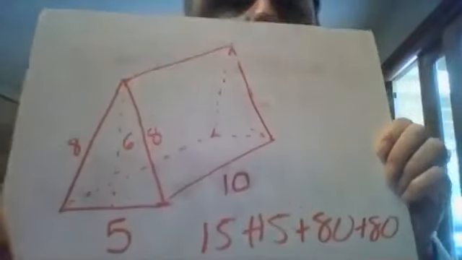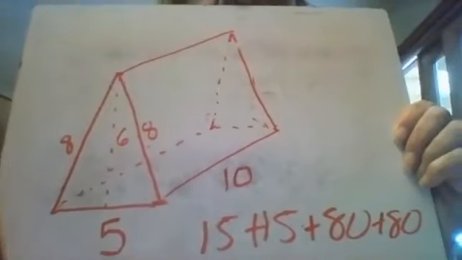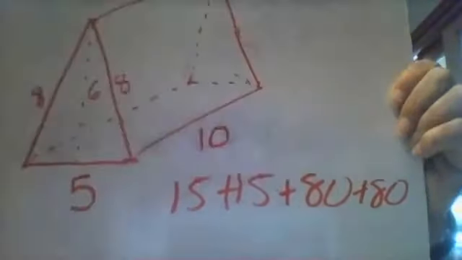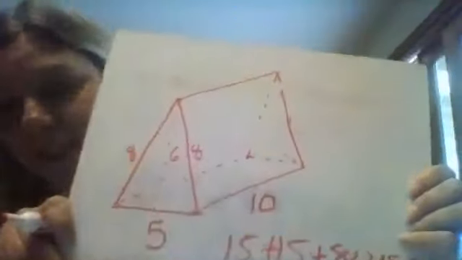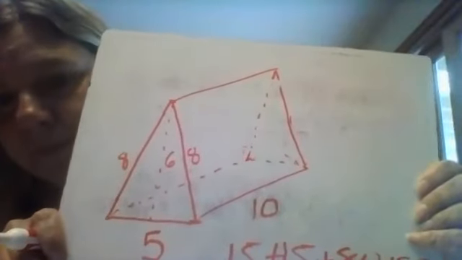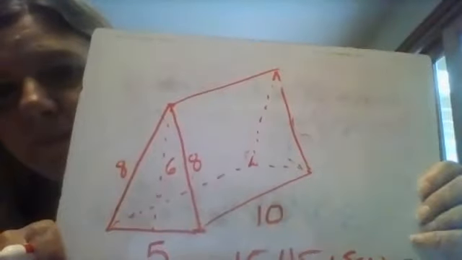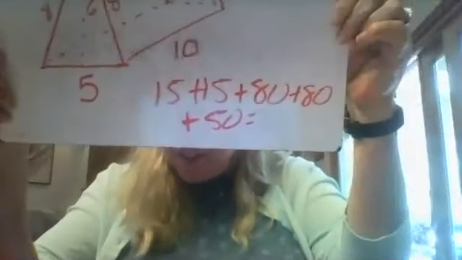All right, one more rectangle. It's the one on the bottom. Can you see the area of the rectangle that the prism is sitting on? The 50s are right. It's a 5 by 10 rectangle. So it's 15 plus 15 plus 80 plus 80 plus 50. When you add this all together, you're going to get 240 square units.